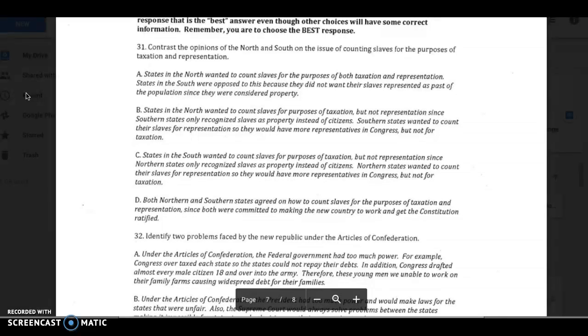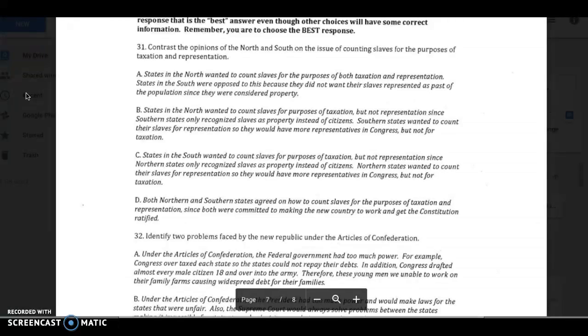Question 31. Contrast the opinions of the North and South on the issue of counting slaves for the purposes of taxation and representation. A. States in the North wanted to count slaves for the purposes of both taxation and representation. States in the South were opposed to this because they did not want their slaves represented as part of the population, since they were considered property.